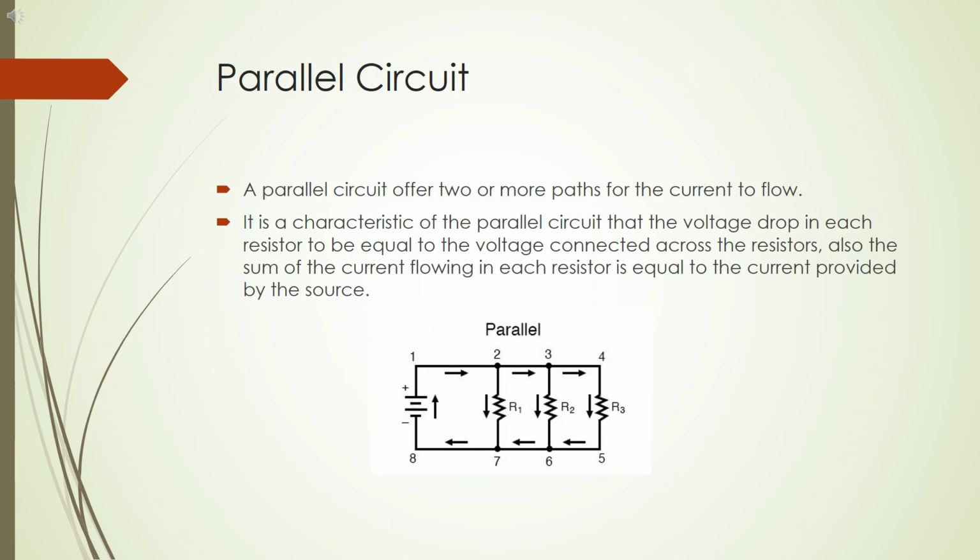A parallel circuit offers 2 or more paths for the current to flow. The figure shows the resistors connected in parallel, offering 3 paths for the current to flow. It is a characteristic of the parallel circuit that the voltage drop in each resistor is equal to the voltage connected across the resistors. Also, the sum of the current flowing in each resistor is equal to the current provided by the source.